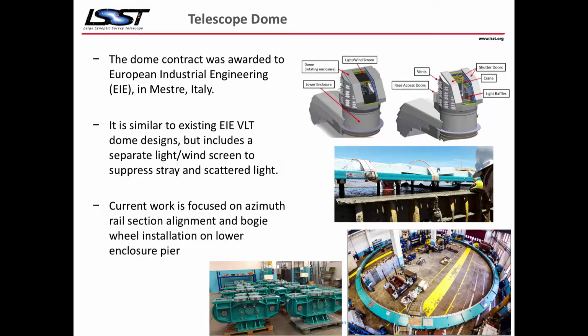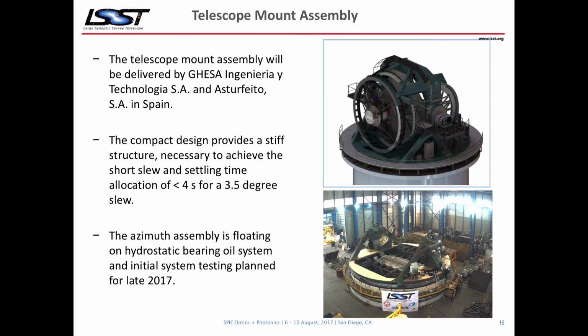So current work is focused on the azimuth rail section and the bogey wheel installation on the lower enclosure pier, and that's going on now. The telescope mount assembly is being developed by a consortium of Spanish companies led by Geisa Engineering and Astrofieto.